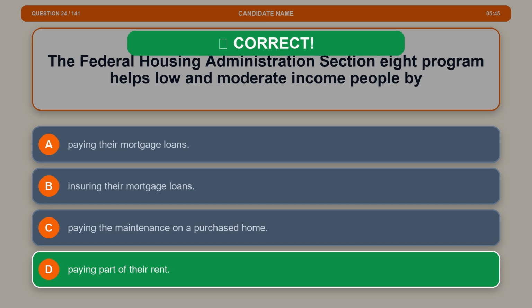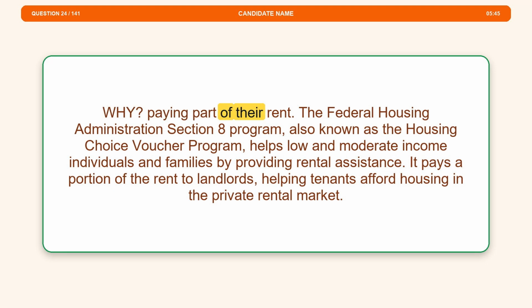The correct answer is option D, paying part of their rent. Federal Housing Administration Section 8 program, also known as the Housing Choice Voucher Program, helps low and moderate income individuals and families by providing rental assistance. It pays a portion of the rent to landlords, helping tenants afford housing in the private rental market.